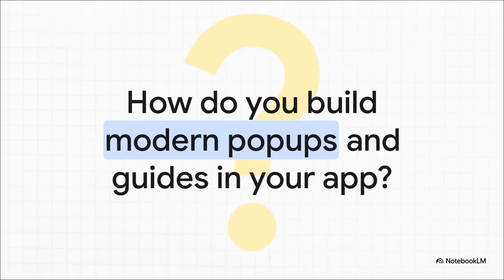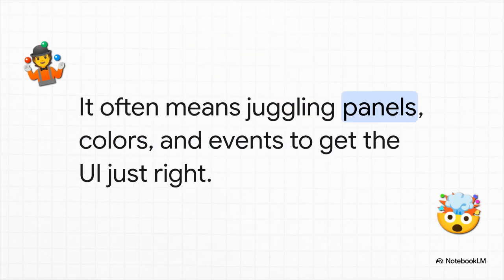Okay, let's just start with a question that, let's be honest, every single one of us has faced. You need to show a loading screen or a pop-up dialog or maybe a little tutorial hint to guide your user. How do you actually go about building that? Well, if you're like me, it probably involves a whole lot of manual work, right? You're creating panels, you're fiddling with their visibility, you're trying to get the colors and the transparency just right, and then you're trying to tame all the touch events so they behave themselves. It can get really messy, really fast.